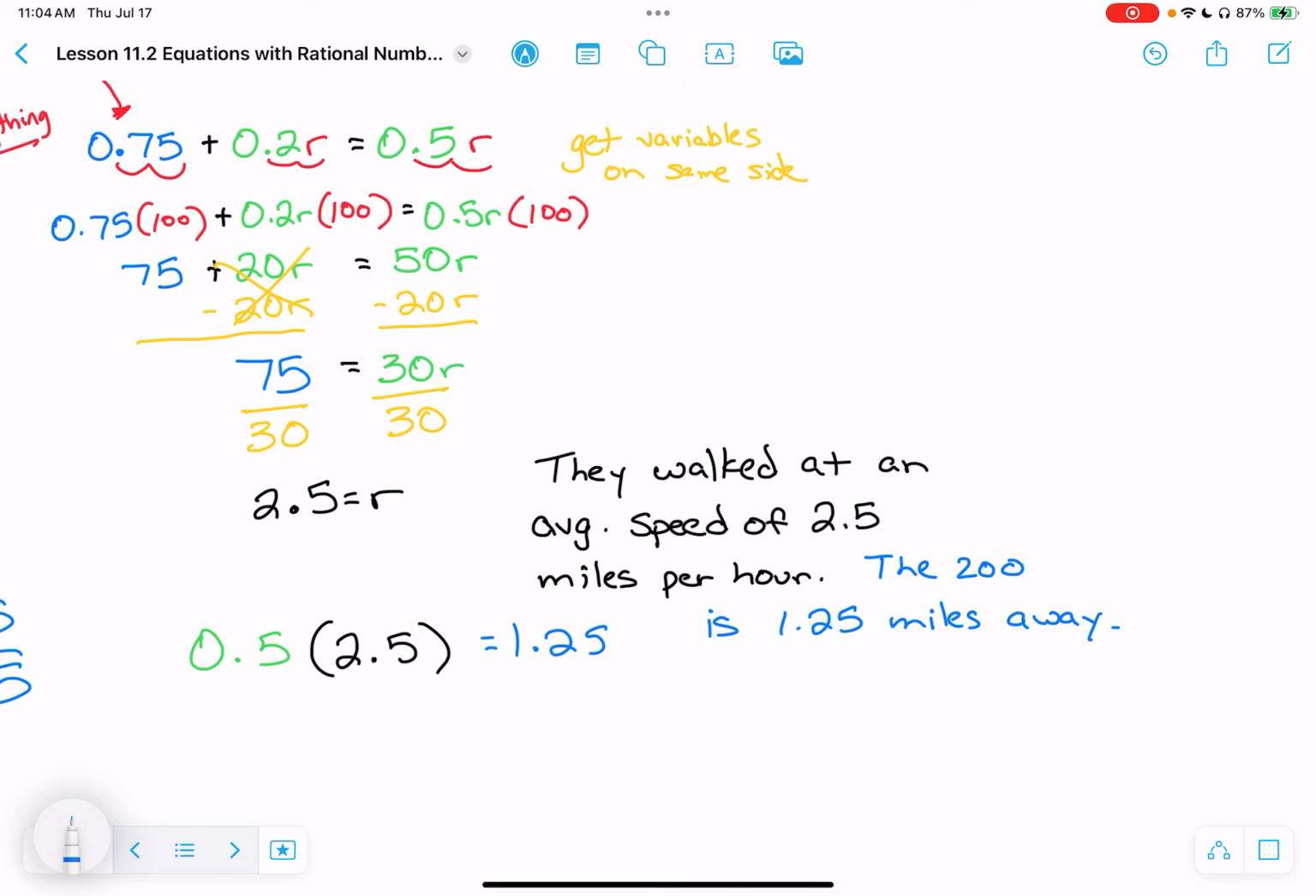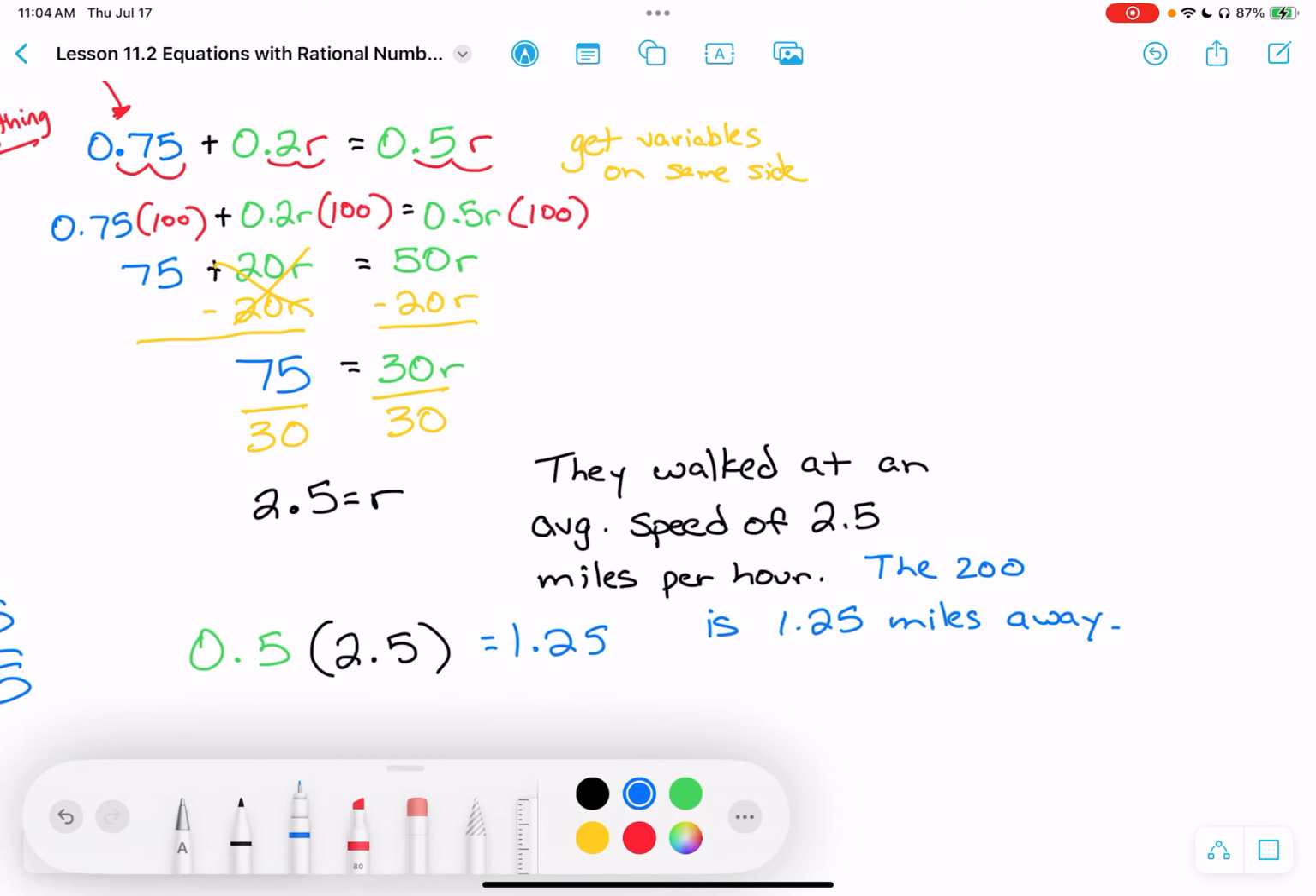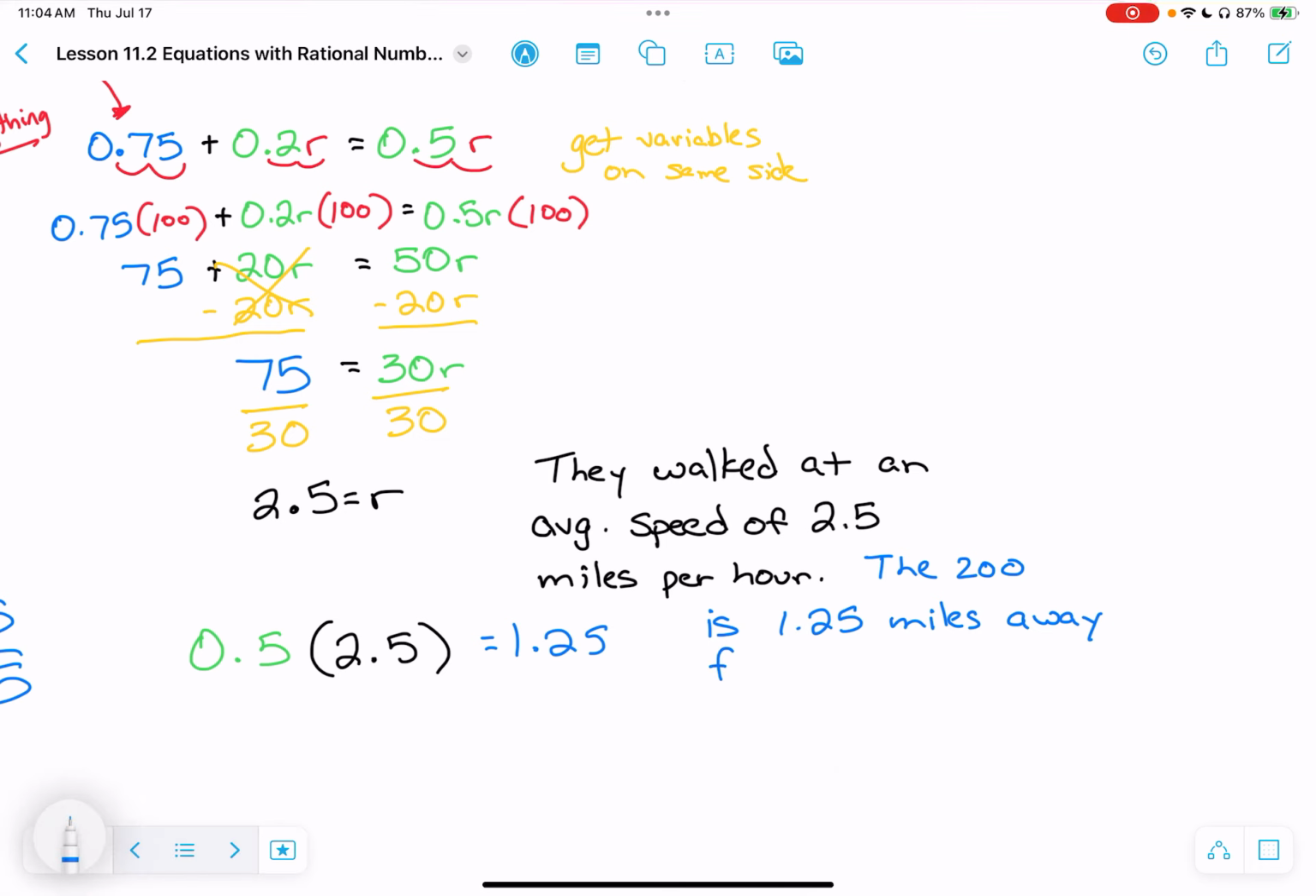And the problem didn't ask us how far away the zoo is, but why not go the extra mile and give them a little bit of extra information they didn't ask for? They walked an average speed of 2.5 miles per hour. It's 2.5 miles away. Oops, better not say 2.5 miles away from Pierre's house. It's only half a mile away from Raul's house. There we go.